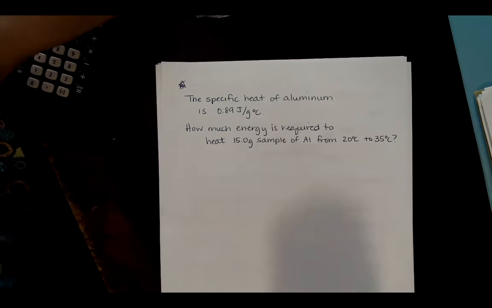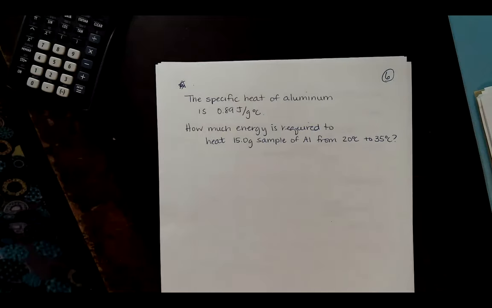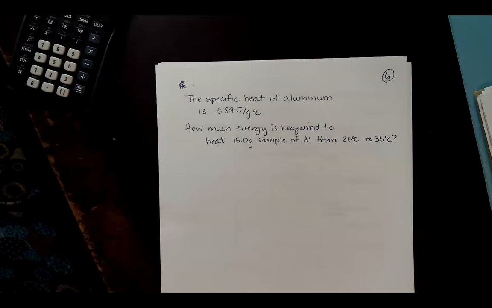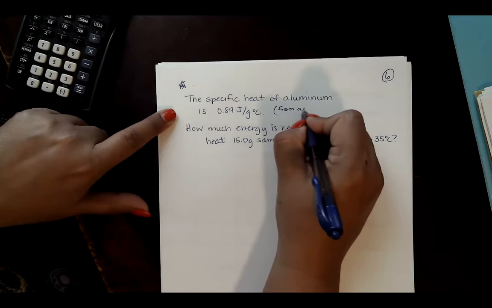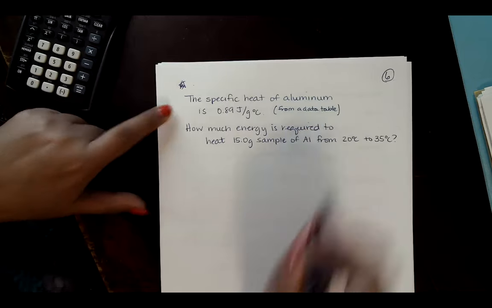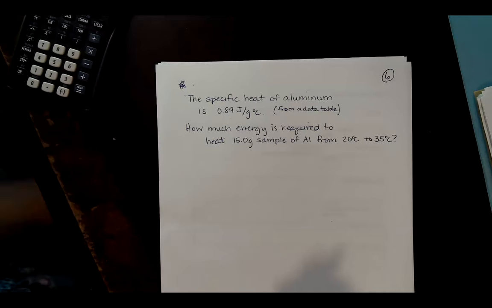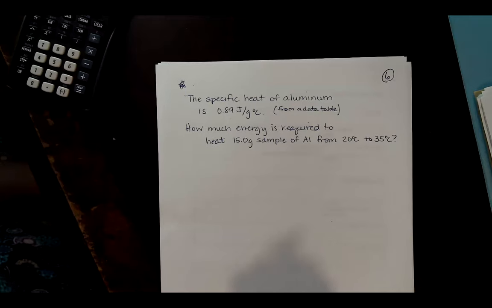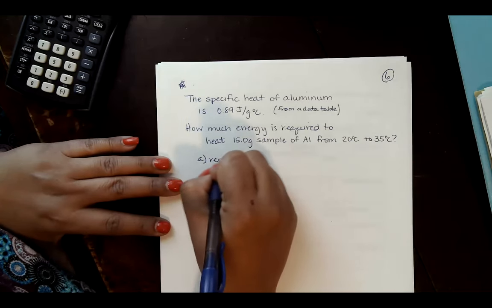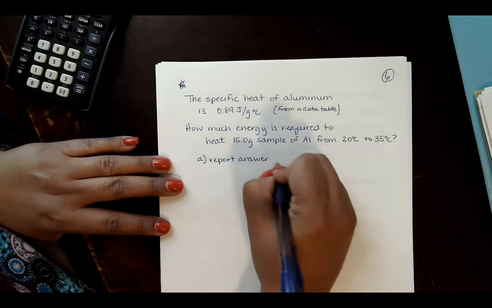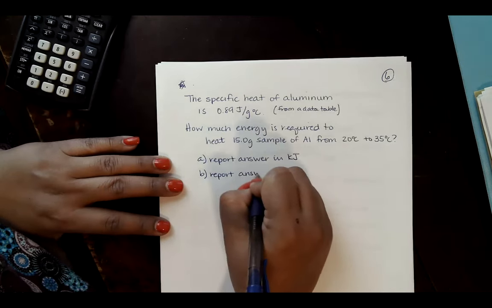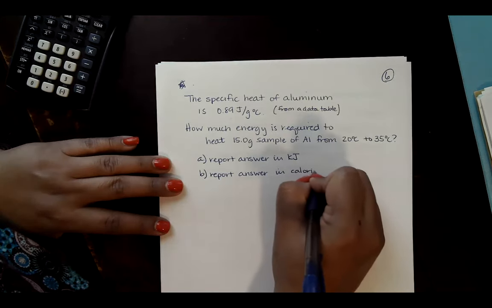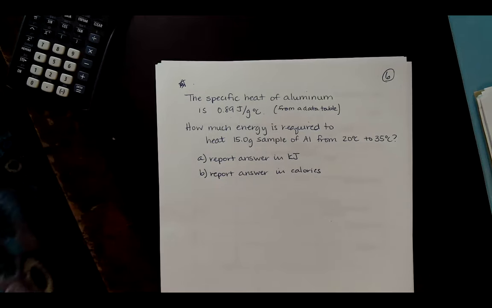So the specific heat of aluminum is 0.89 joules per gram degree Celsius. And again, if you're wondering where I got that number, this is from a data table. It could be your periodic table. How much energy is required to heat a 15 gram sample of aluminum from 20 to 35 degrees Celsius? And I want you to report your answer in kilojoules. And I want you to report your answer in calories. Okay, so try that for me.